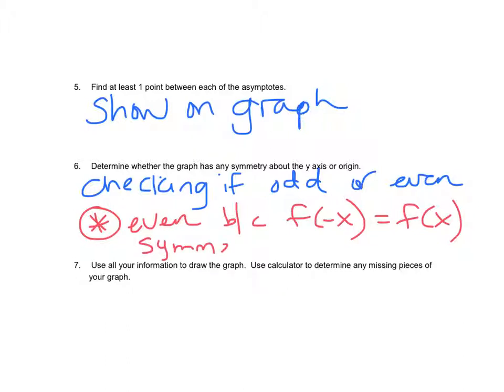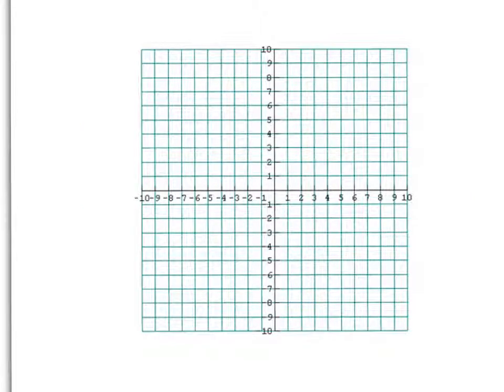This is symmetric over the y-axis. So that gives us some ideas of some points as well. So let's put everything we have on the graph and see where we're at and see what we need more points for. All right, so I'm going to draw in all my asymptotes in dotted lines.